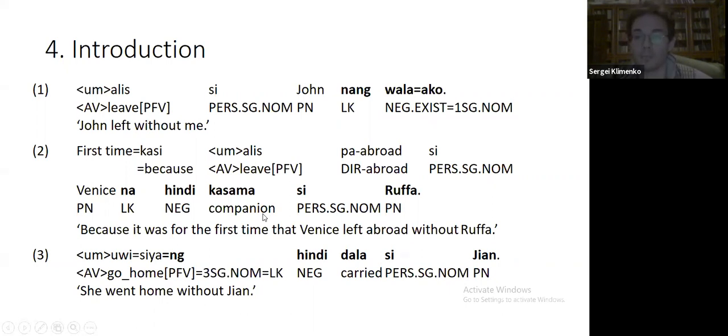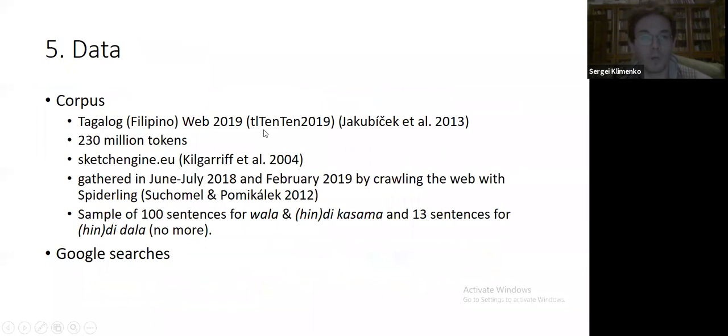Literally, this means something like Venice left abroad with Rufa not being the companion. And in example three, we see a construction with dala, where she went home without Gian. Gian is a baby in this context, so literally it says something like she went home with Gian not being carried, implied by her.